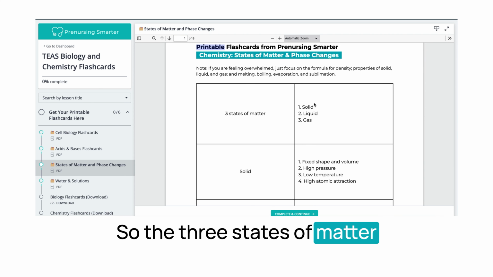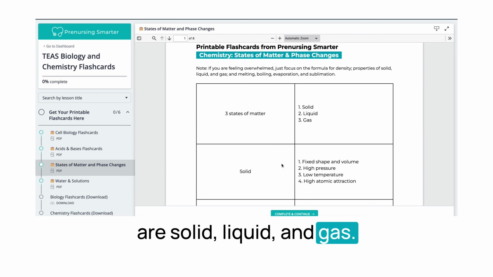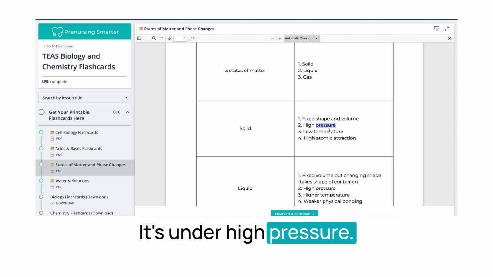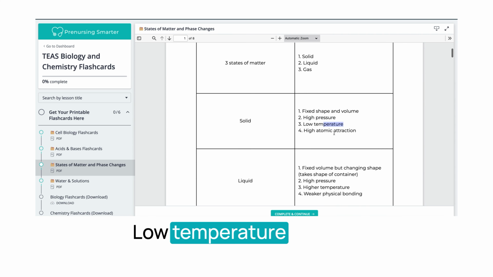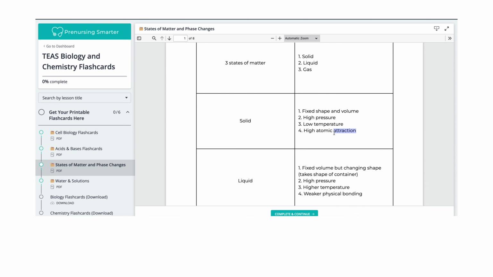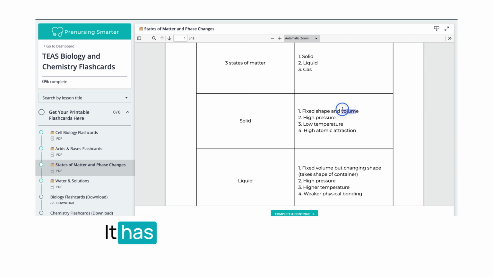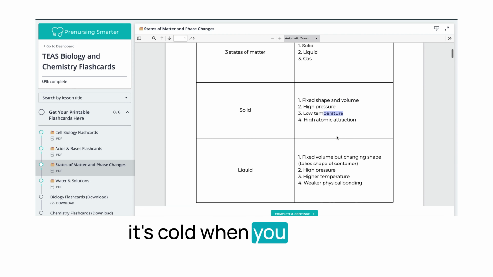So the 3 states of matter are solid, liquid, and gas. A solid has a fixed shape and volume, under high pressure, low temperature, and has high atomic attraction. Classic example, solid water is an ice cube. It has a fixed shape and volume, and it's low temperature because it's cold when you touch it.